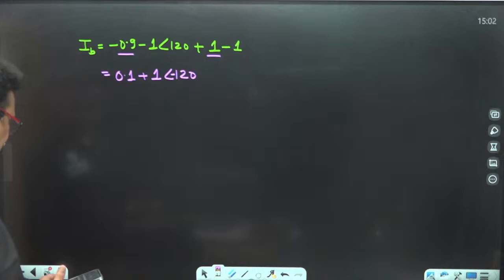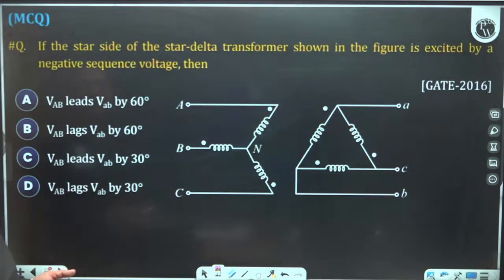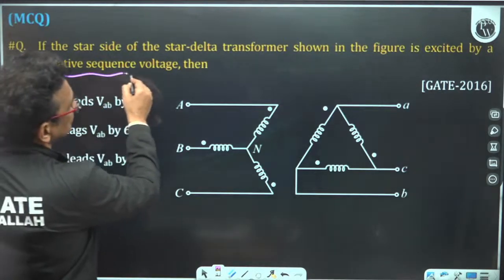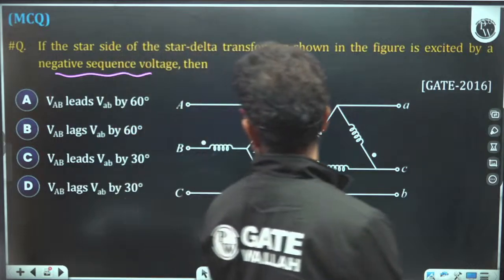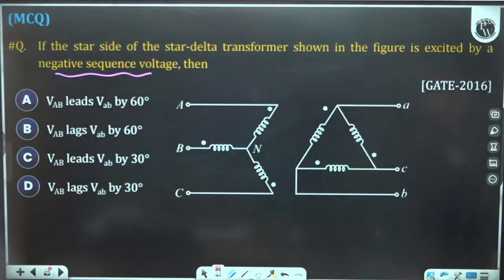Clear? Okay. Now the next. If the star side of a star delta transformer is shown in the figure, it is excited by the negative sequence voltage. Then find out whether VAB leads by 60 degree, lags 30 degree, or leads 30 degree. It is excited by the negative sequence voltage.